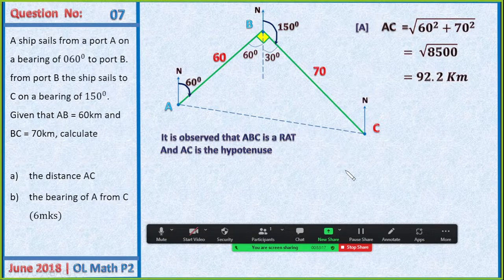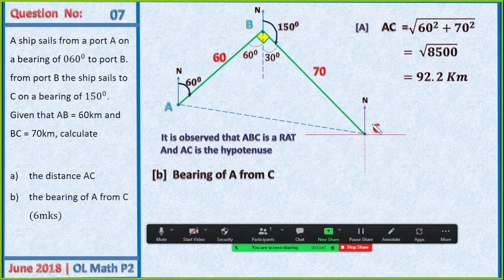So the B part of the question says you find the bearing of A from C. The bearing of A from C means we should start from C and measure the bearing. So the bearing will be this angle like this. Start from this pole, go round up to this point. So here we already have 30 degrees.